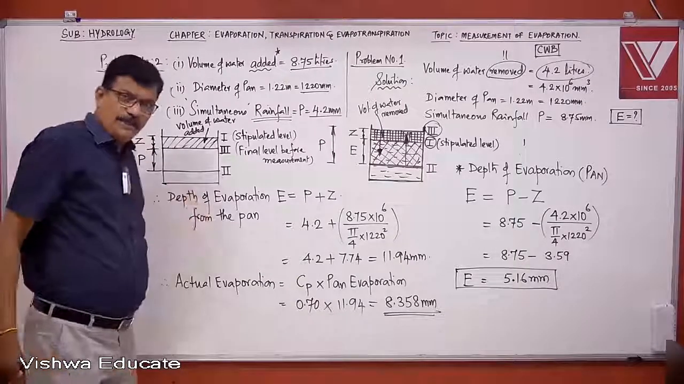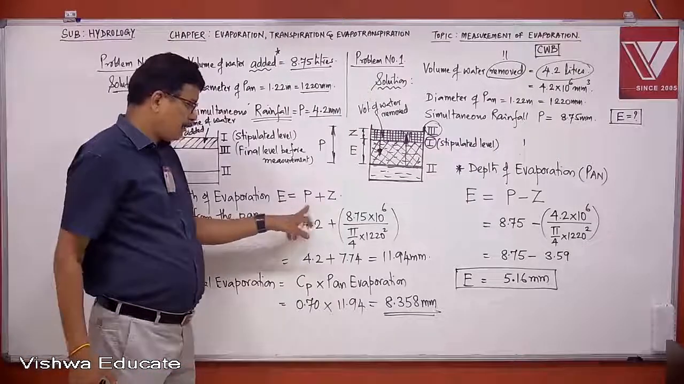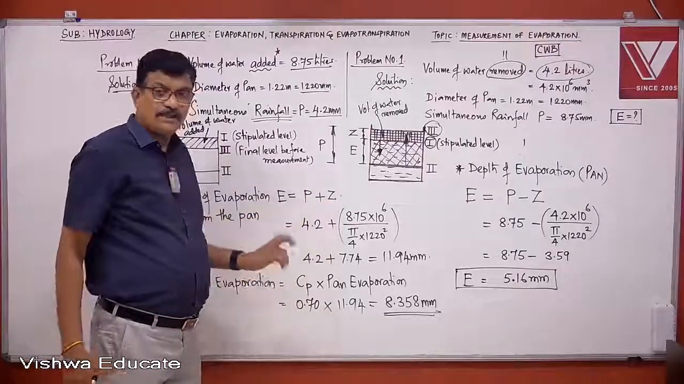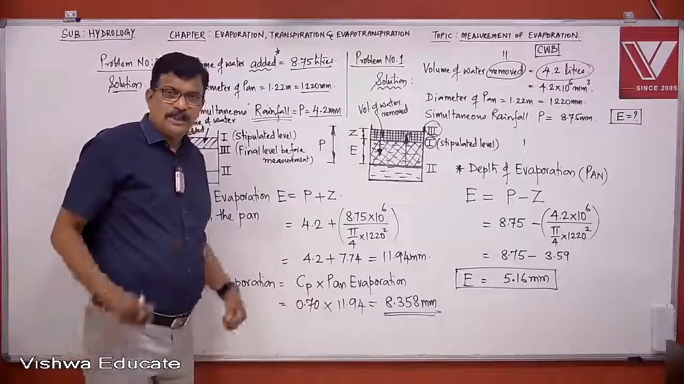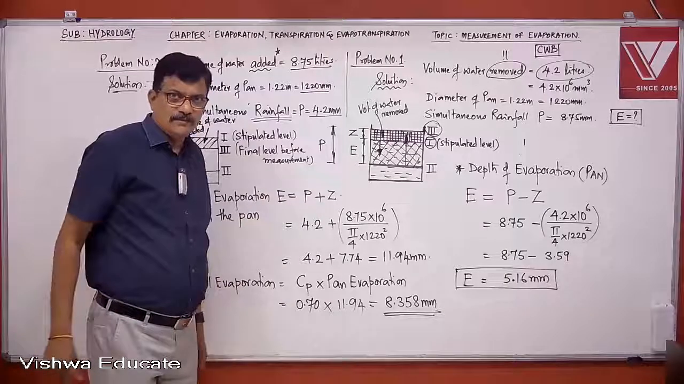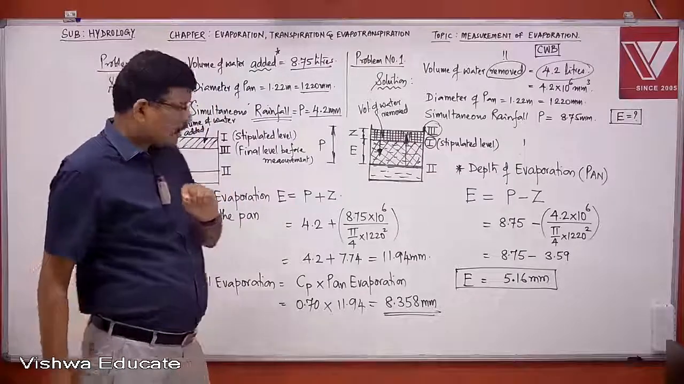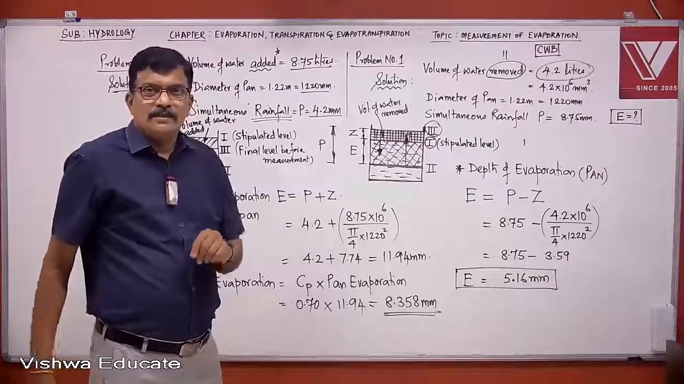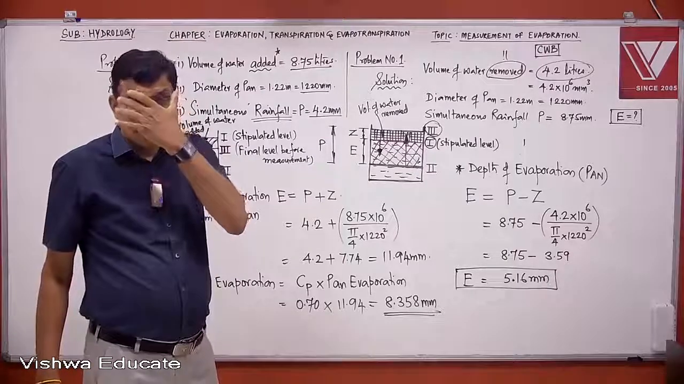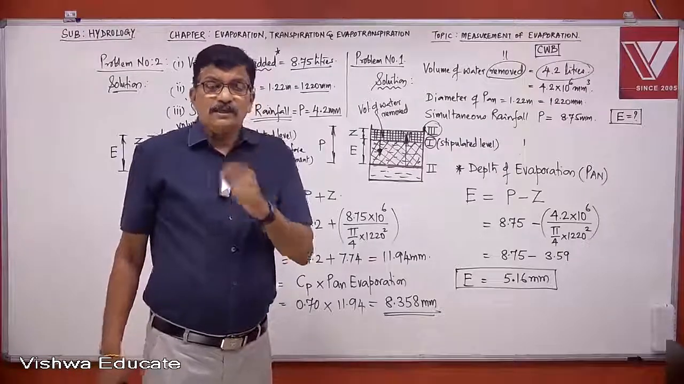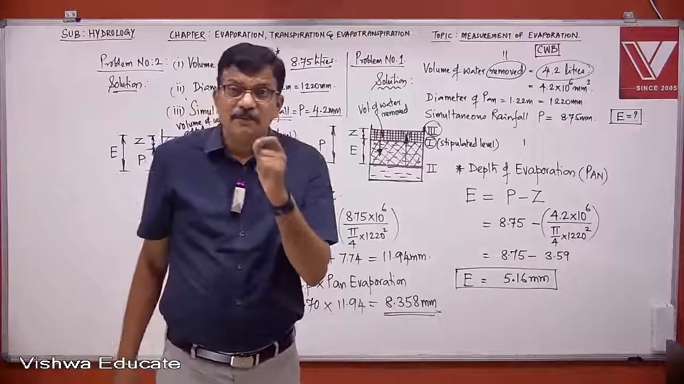We need to be careful here. We need to decide whether evaporation is P plus Z or evaporation is P minus Z. We have to first distinguish and then do the calculations. There is a trick here, I can say. Most of the students need to be very cautious here. The caution that we need to exercise here is to read the problem again.